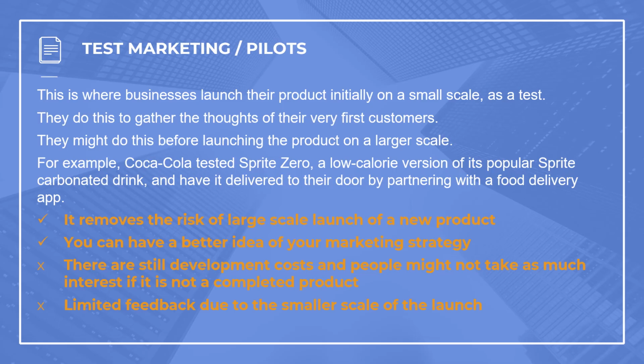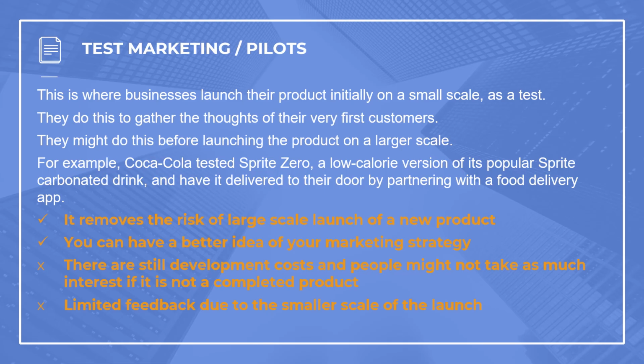As a really big, well-known example, in 2015, Coca-Cola tested Sprite Zero. So this was after the success of Coke Zero when it first came out, which is a low-calorie version of the original. Now the way that they did this was they partnered up with a food delivery app so that they could basically distribute that drink to all the different customers, but only through this app. So it's a very, very small scale in comparison to what Coca-Cola would normally do.